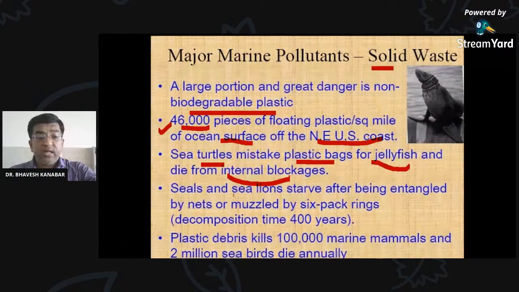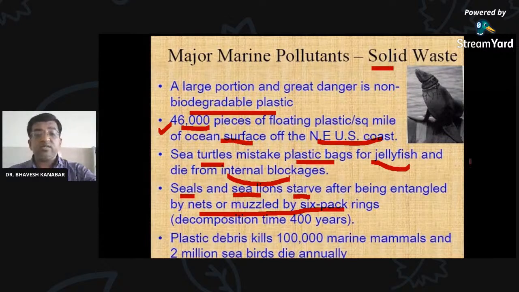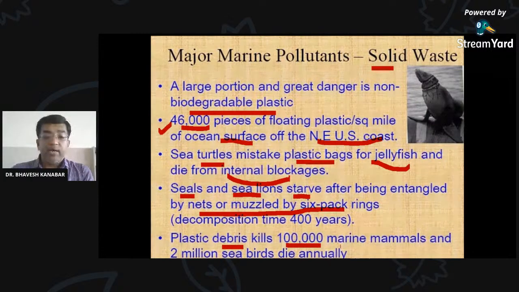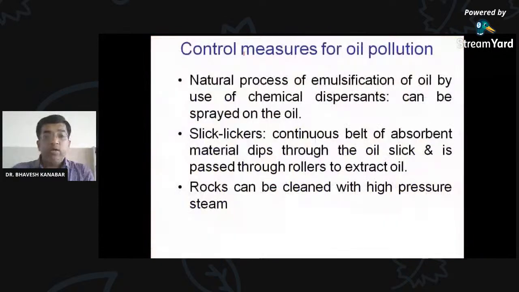Seals and sea lions, they are animals that starve after being entangled by nets or muzzled by six-pack rings. This type of plastic can entangle aquatic animals, for example over the neck of the animal, and they can die. Plastic debris kills 1 lakh marine mammals and 2 million seabirds die annually.